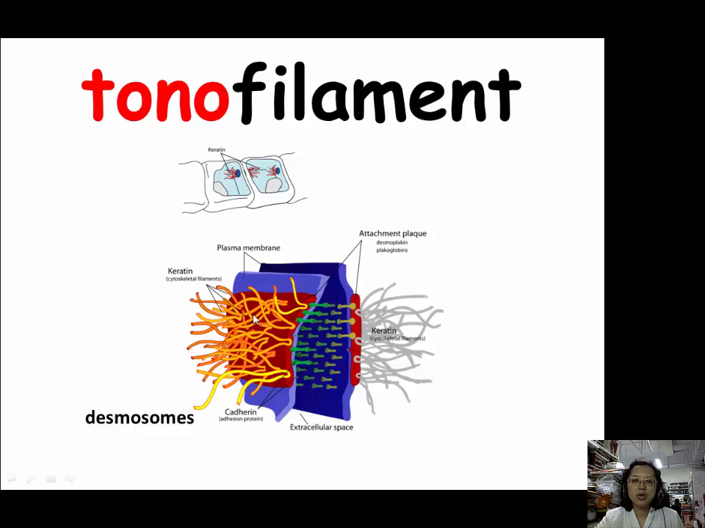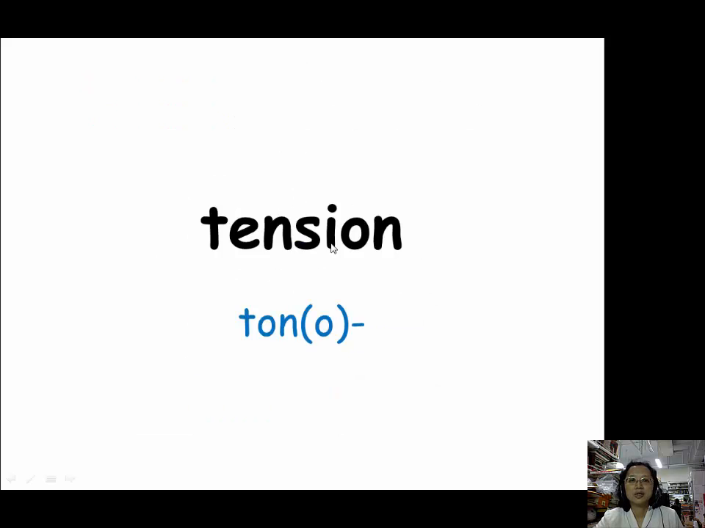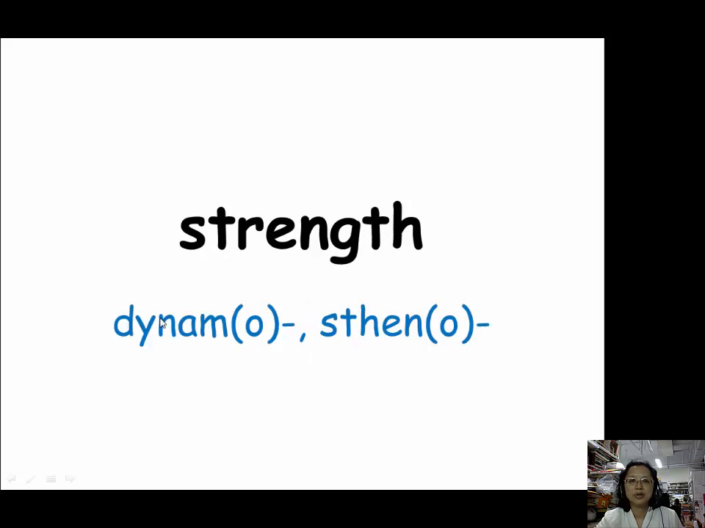In this picture, we show a desmosome, and we can see the tonofilament here, although it's being labeled as keratin, because keratin and tonofilament are often used synonymously. For tension, we also use tono, T-O-N-O.